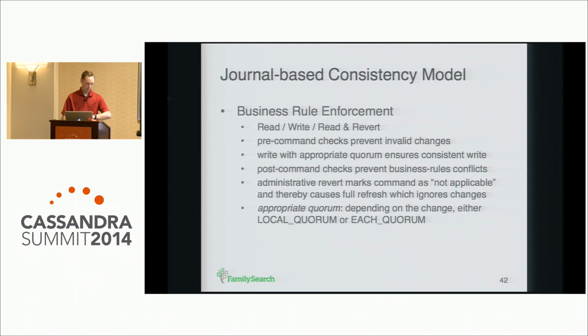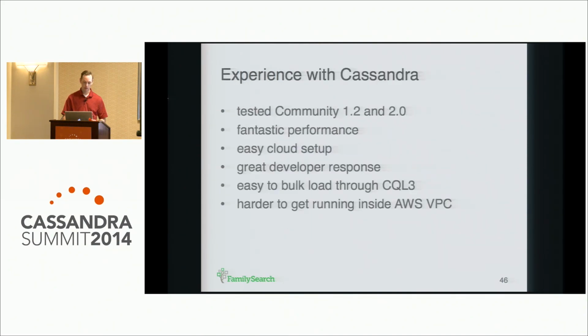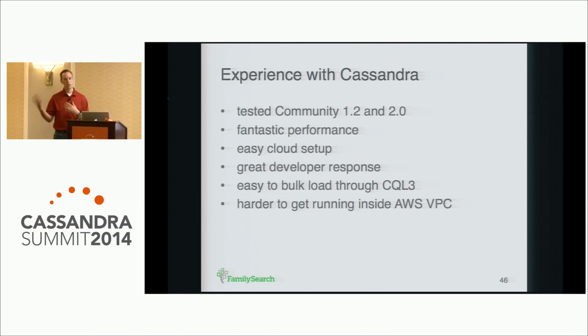Let's see. I think I have 15 more minutes, and I want to save some time for questions at the end. But I wanted to show some of the experience that we had with Cassandra. We built the full prototype on 1.2. We switched over to 2.0 late in the game and didn't have any problems with that. Excellent performance, easy cloud setup. We got some great response from DataStax developers when we had trouble with the DataStax AMI. And we ended up doing our bulk load straight through CQL3. We didn't do anything with computing SS tables in Hadoop beforehand and loading them in that way. CQL3 was fast enough for us.